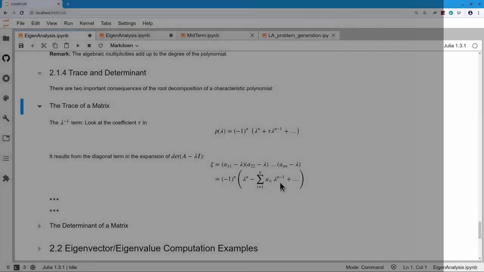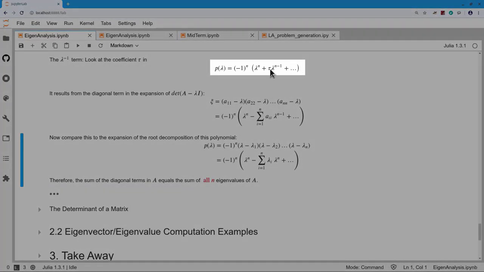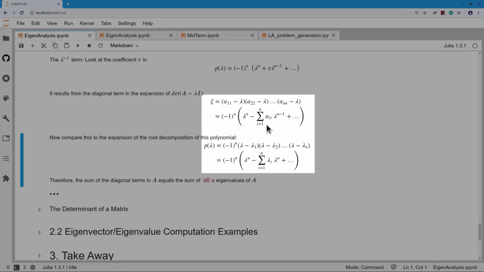Now, I can also compute this term by looking at the root decomposition of the polynomial. So if I look at my decomposition into the roots, lambda 1 through lambda n, and multiply this out, then I find that this time around, that term is minus the sum of the eigenvalues. Compare. Here it's minus the sum of the diagonal terms of the matrix, and in the other form, it's minus the sum of the eigenvalues.